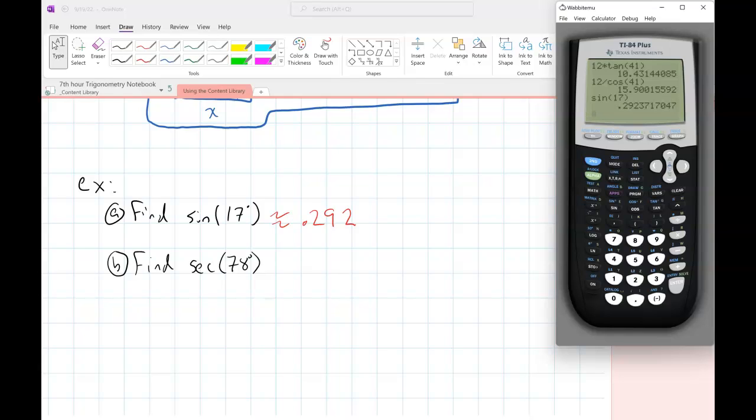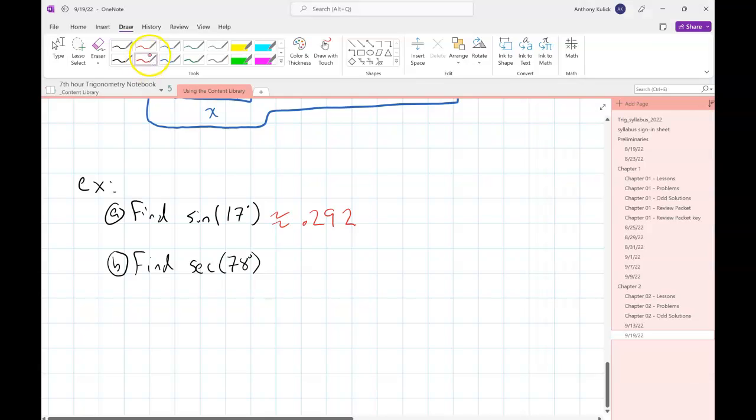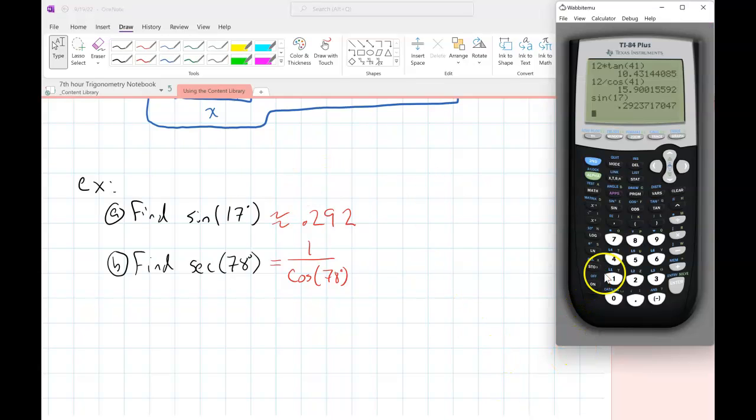You look at your calculator, what's the problem? There's not a button for secant. Uh-oh. But what do we remember about the relationship between cosecant, secant, and cotangent? They're all reciprocals of one of sine, cosine, or tangent. So which one was secant the reciprocal of? Cosine. So I can just write this as 1 over cosine of 78. And that I can do on my calculator.